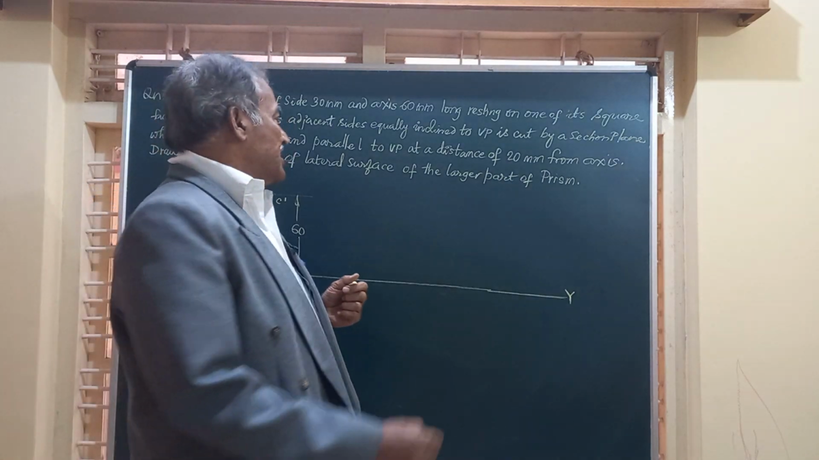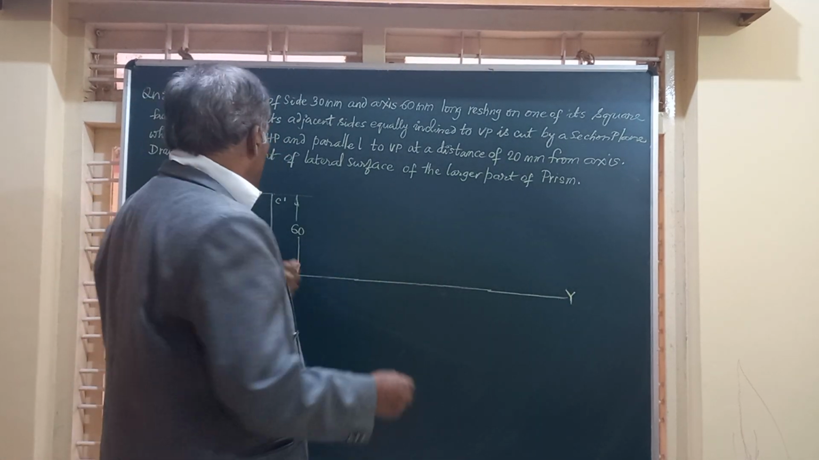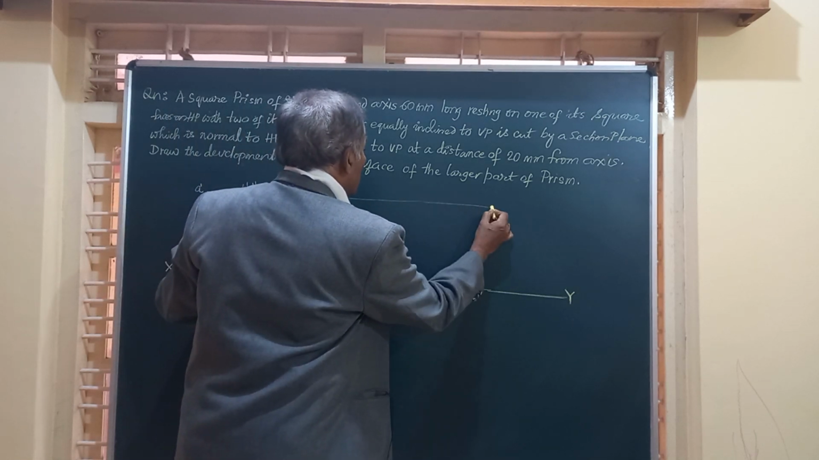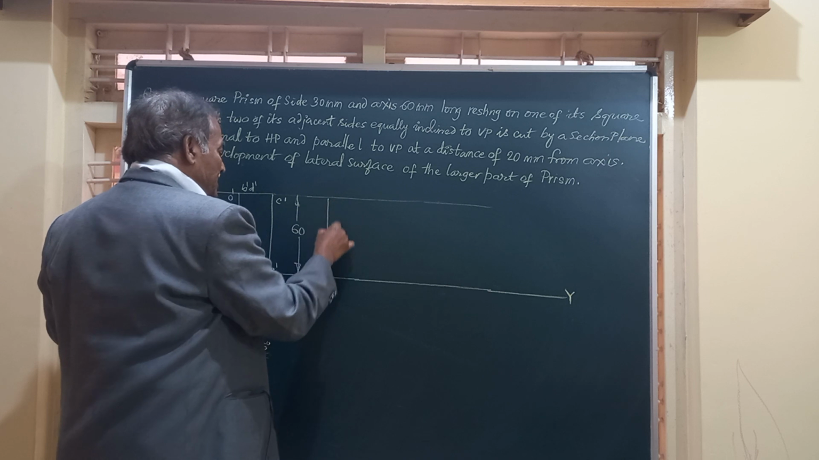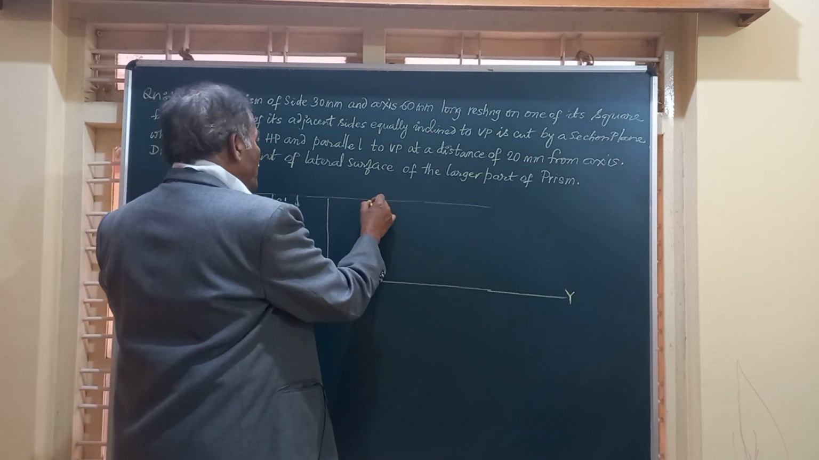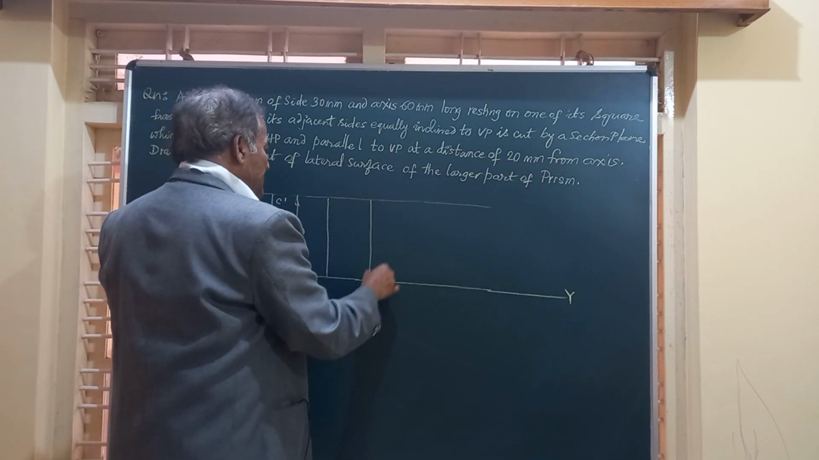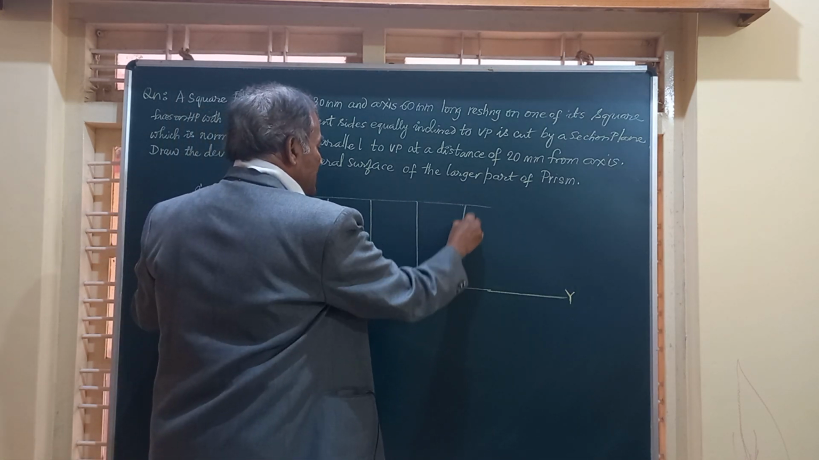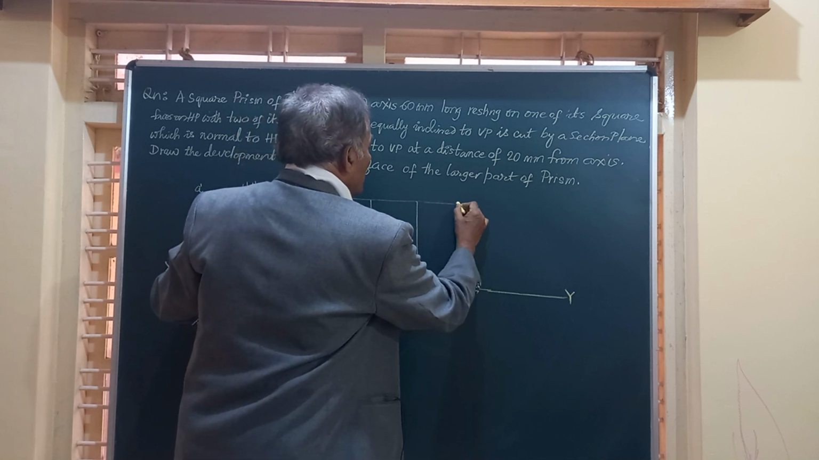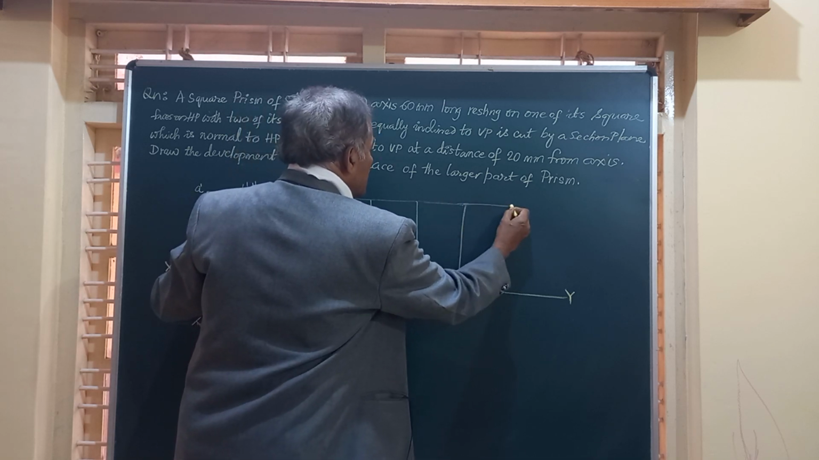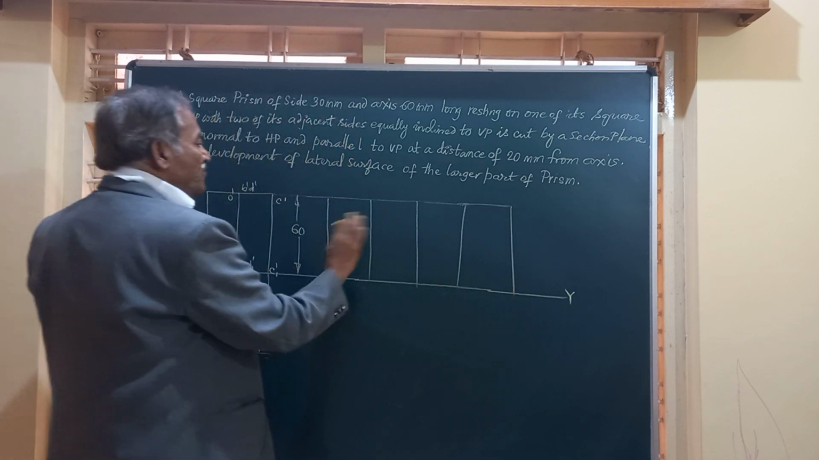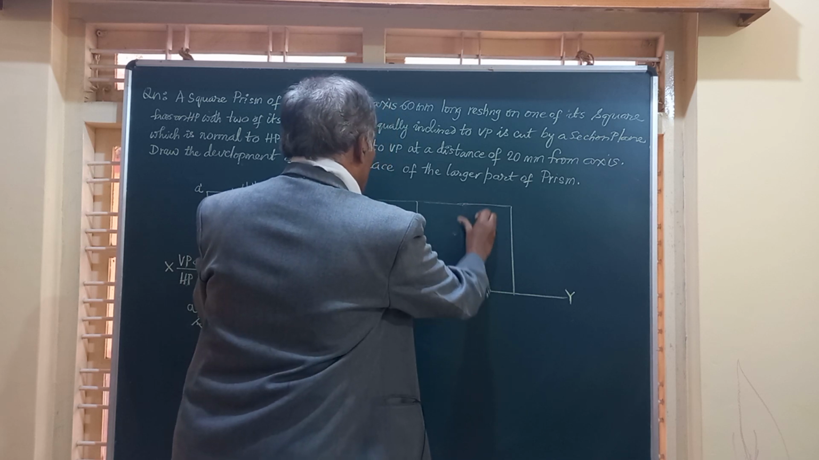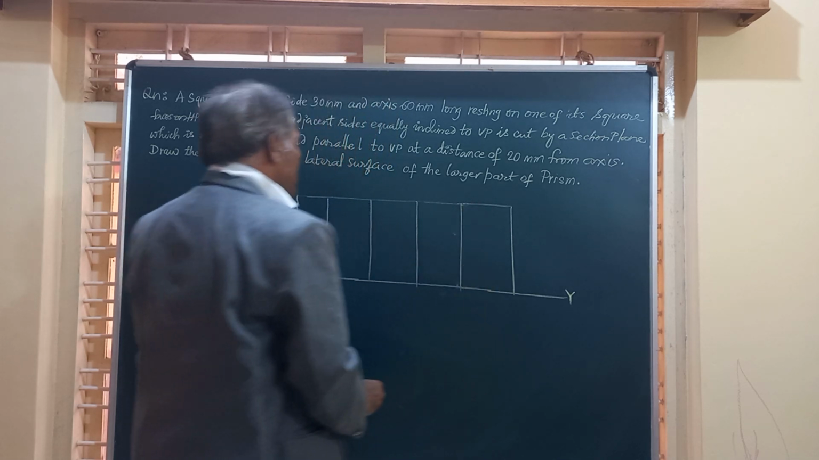Next comes marking of the development of this square prism, which is going to be a rectangle of height equal to 60 mm and width equal to 4 into 30. This is 30 mm, 30 mm, 30 mm, and one more we have got, this is 30 mm. So there will be four rectangles when it is not cut by any section plane. This is how it will look. So you have marked all the four rectangles.